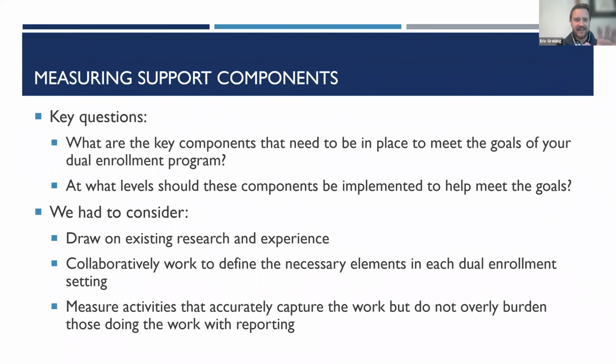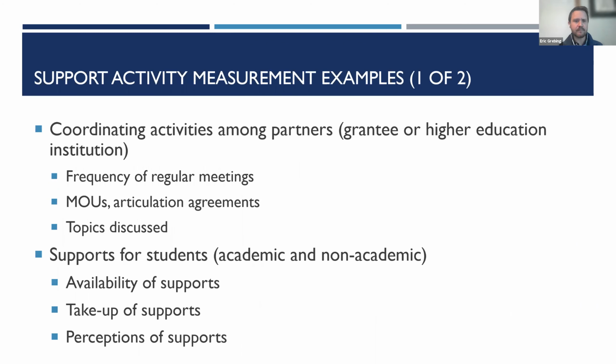And hopefully you'll see that shown in some of the examples that I'm going to provide here on the next 2 slides. So one bucket for these activities are coordinating activities. And sometimes these are the most important, especially at the outset of partnerships involving dual enrollment. So oftentimes this is with the higher education institution, the K-12 partners, other professional learning organizations, sometimes state agency partners, all of these different pieces together.